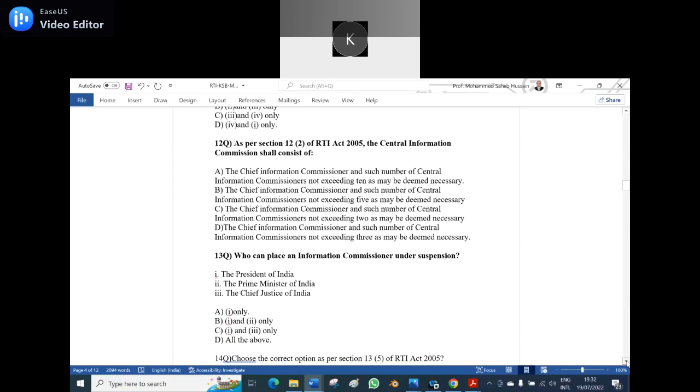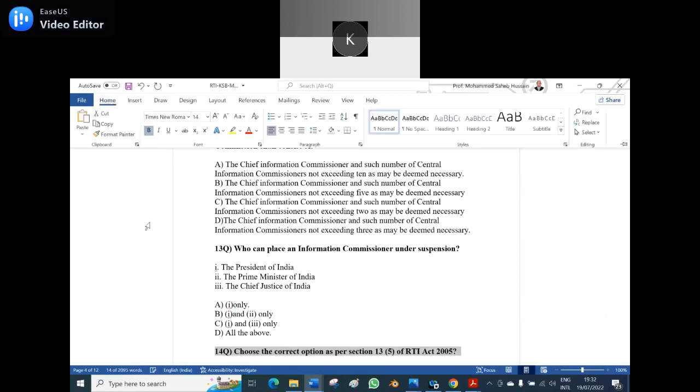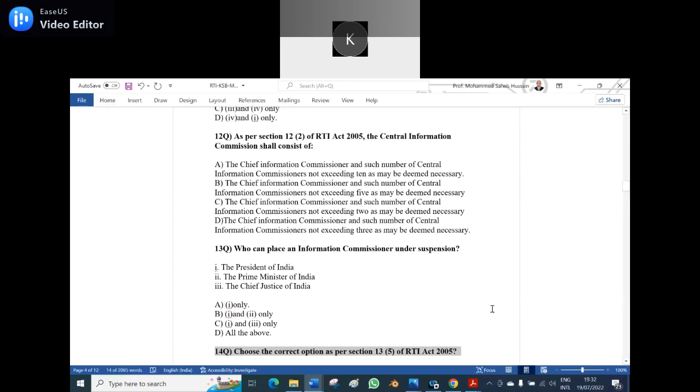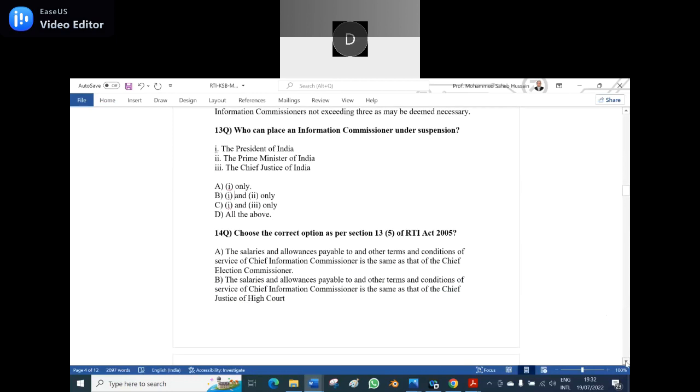Next, 13th question. Who can place an Information Commissioner under suspension? 1. The President of India. 2. The Prime Minister of India. 3. The Chief Justice of India. A. 1 only. B. 1 and 2 only. C. 1 and 3 only. D. All the above. A, sir, 1 only. Yes. The President of India only can remove the Chief Information Commissioner and place under suspension.